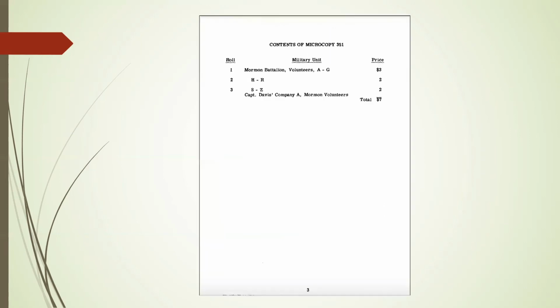Then they will give you a roll list. So here we see the 3 rolls. The Mormon Battalion is on all 3 rolls. A to G is on the first roll. Surnames beginning with H and ending with R on the second roll. And the third roll consists of surnames beginning with S and ending with Z. And Captain Davis's Company A of Mormon Volunteers. And it costs much more than $7, so please ignore that. So this gives you an idea about what it is.